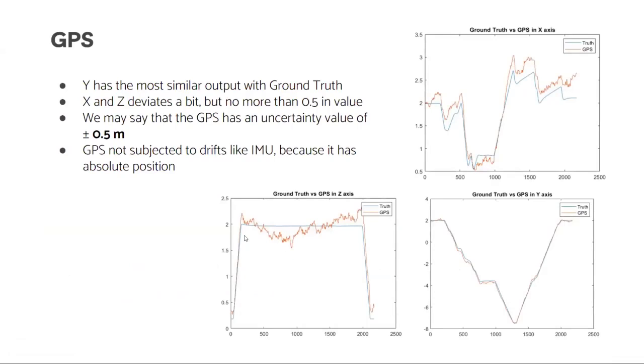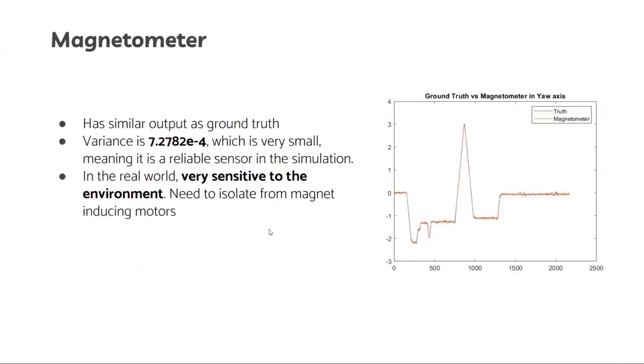For GPS, we can see that X and Z deviate not more than 0.5 in value. Thus, we may say that the GPS has an uncertainty value of plus minus 0.5. GPS is not subjected to drifts like IMU because it has absolute position. For the magnetometer, it has very small variance, and it can be seen from the graph on your right side that the ground truth and the plot are really similar. This means that it is a reliable sensor, but only in simulation, because in the real world, it is very sensitive to the environment. Therefore, it is needed to isolate it from magnet-inducing motors.